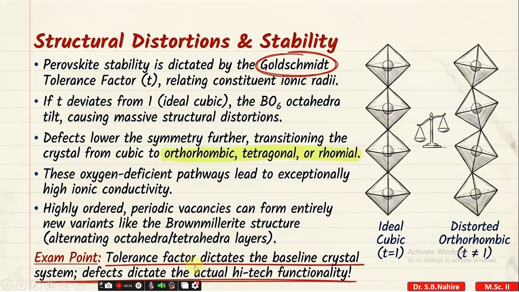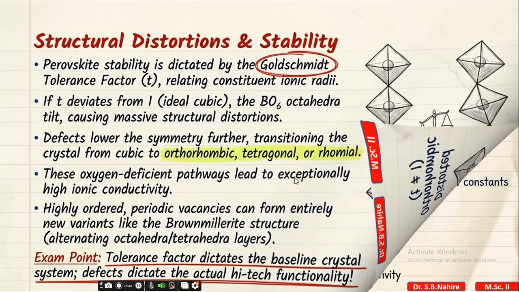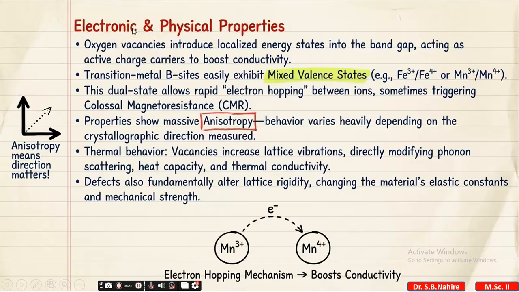Tolerance factor determines the basic crystal structure, but defects determine the actual functional properties of the material. So always remember, structure comes from geometry, but performance comes from defects. In the next slide, we will study how these defects affect electronic properties. Now let us understand electronic and physical properties of defect perovskites.